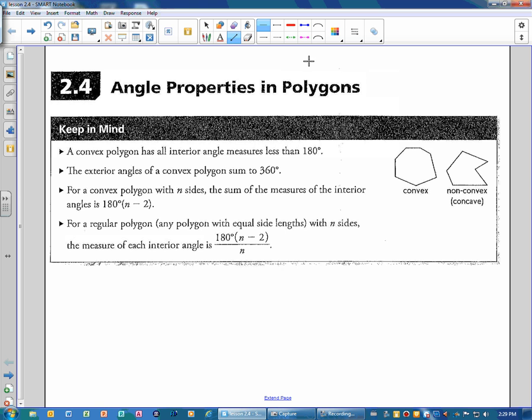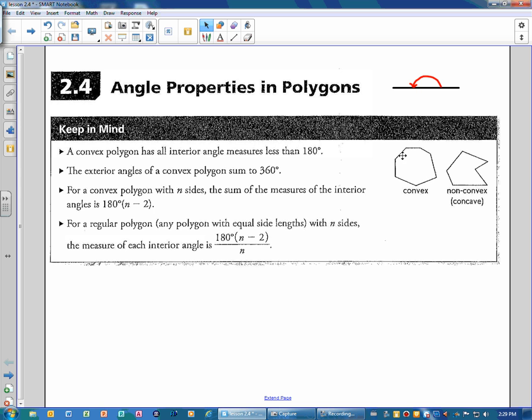So 180 degrees is the measure of a straight line. So if you think of it that way, the most it can be is 180 degrees. It says a convex polygon has interior angle measures that are less than 180 degrees. And there's a picture here showing you what a convex polygon looks like.